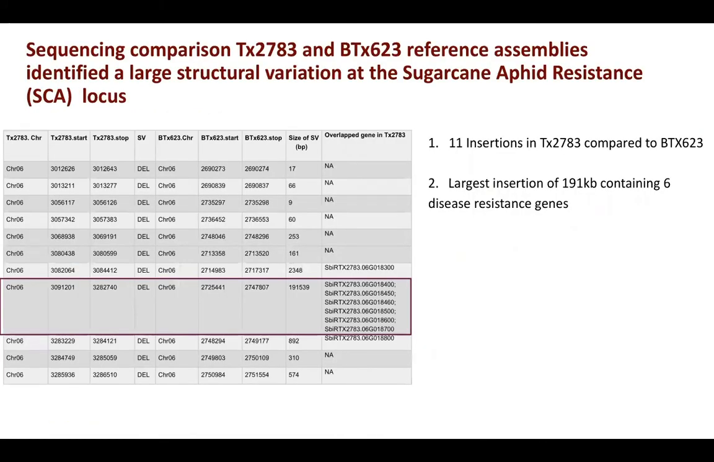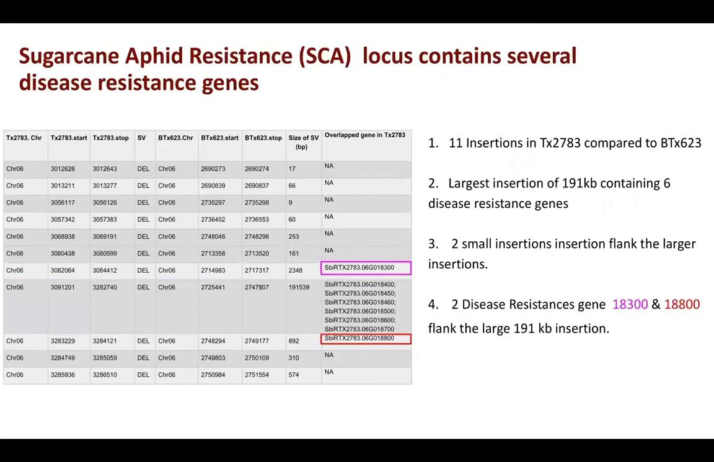Our structural variation analysis also revealed 11 insertions in TX273 compared to the BTx623 genome. The largest insertion is 191 KB, and this region contains six disease resistance genes. There are also two small insertions flanking the bigger insertion, and there are two resistance genes in these two small insertions.